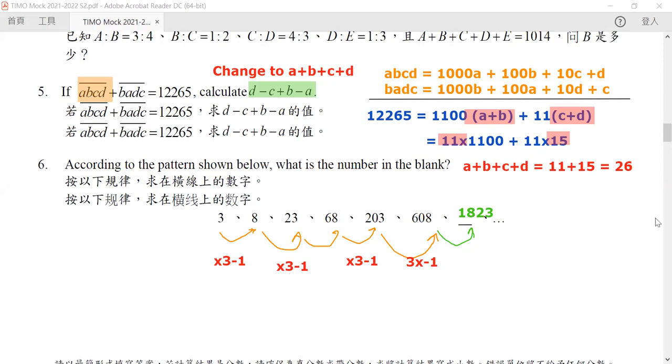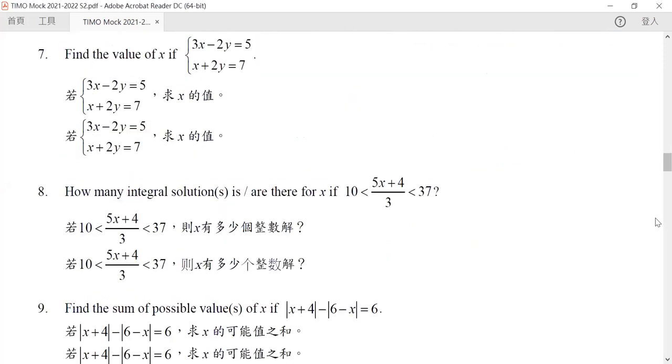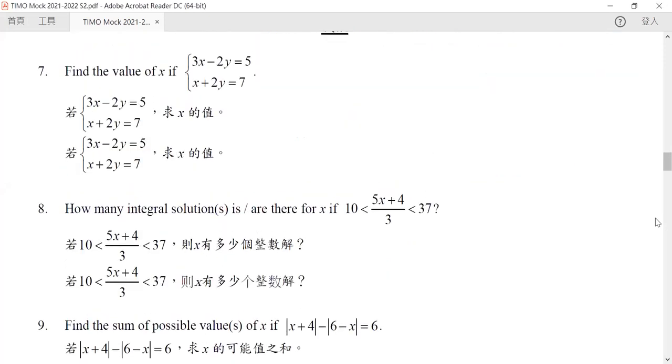Okay, question number 7. Find the value of x if these two equations are correct. Again, it's very simple. All we need to do is add these two equations together and these two equations together. If we write it side by side, it will be very easy to see.